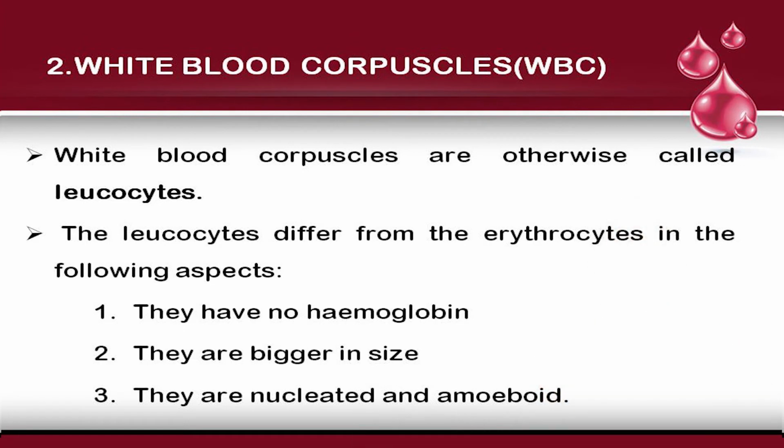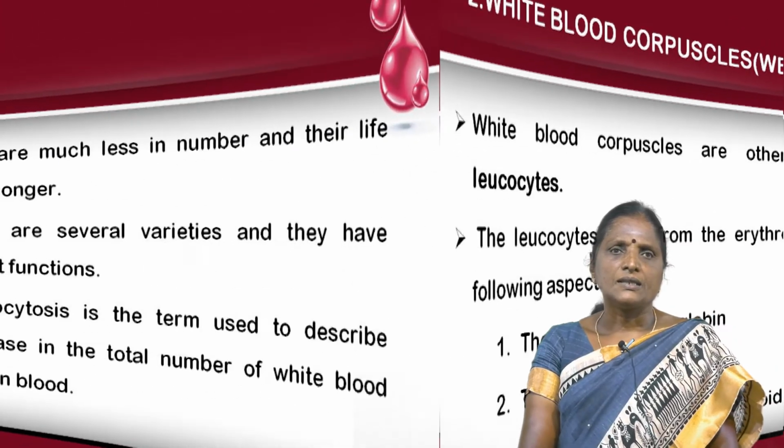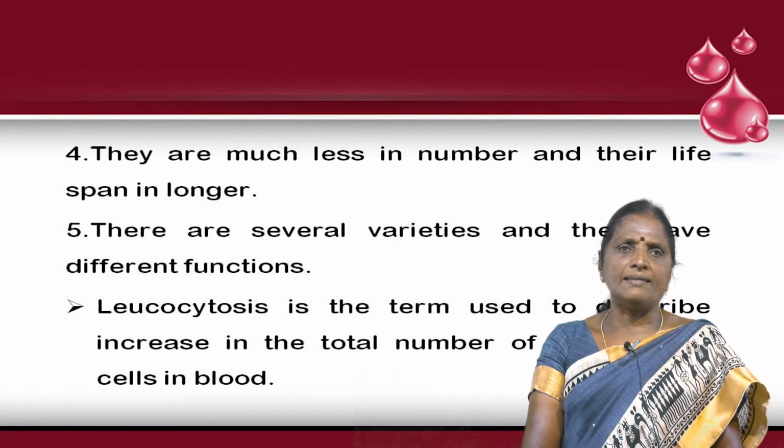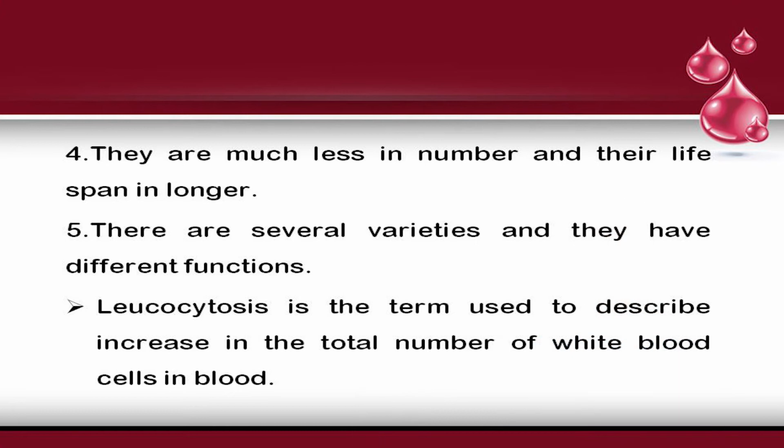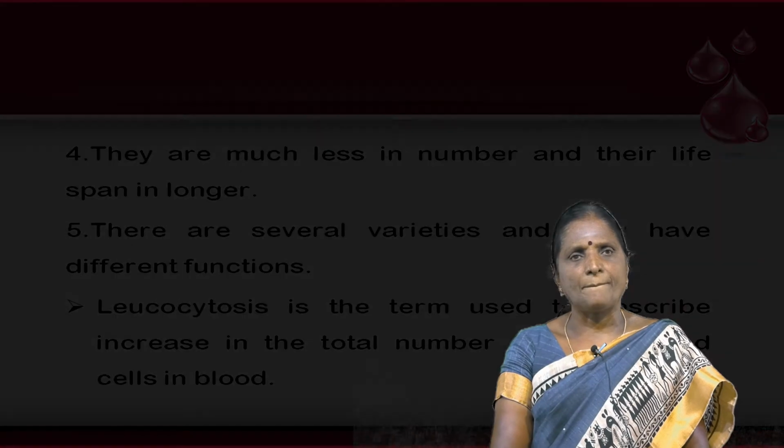White blood corpuscles are otherwise called WBC. The leukocytes differ from the erythrocytes in the following aspects. They have no hemoglobin, they are bigger in size, they are nucleated and amoeboid in nature. They are much lesser in number and their lifespan is longer. There are several varieties and they have different functions. Leukocytosis is the term used to describe an increase in the total number of WBC.